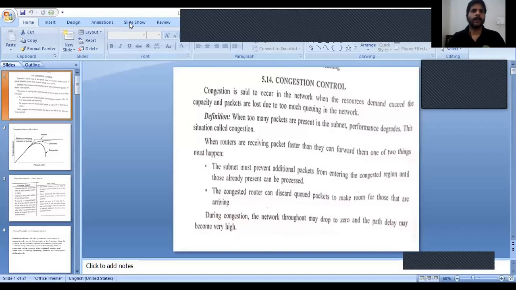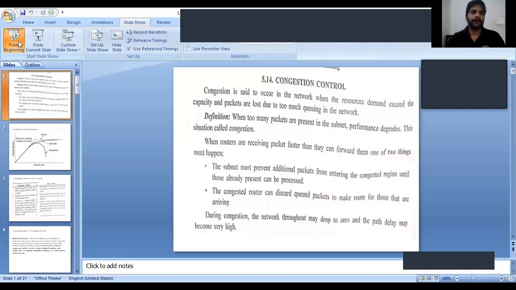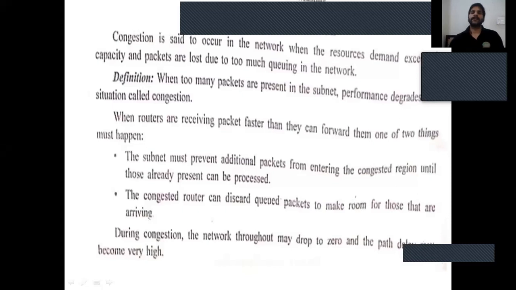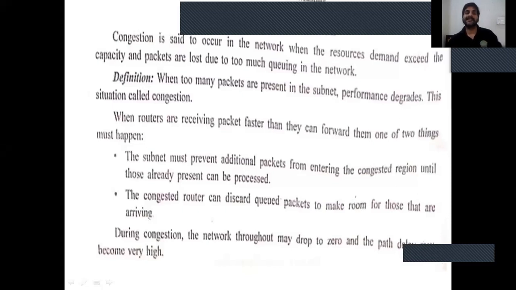Now today in this video lecture, I will explain congestion control. Congestion control is a very important feature of the network layer. Congestion is said to occur in a network when resource demand exceeds the capacity and packets are lost due to too much queuing in the network. Definition: when too many packets are present in the subnet, performance degrades. This situation is called congestion.